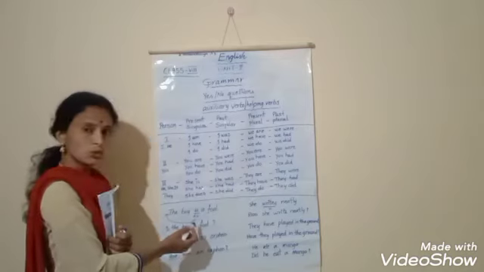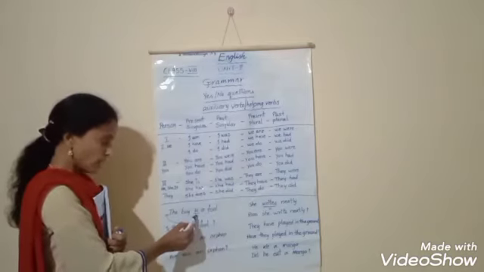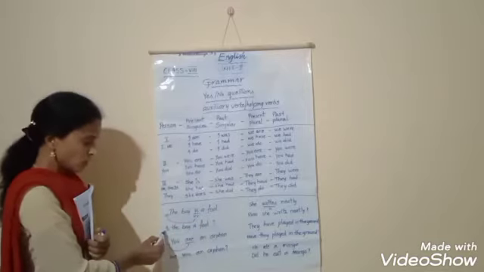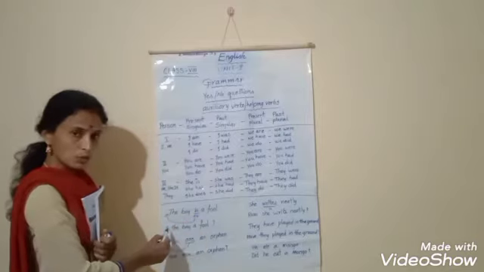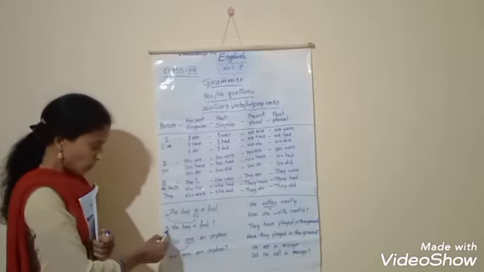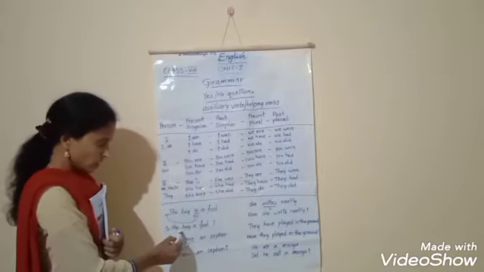So what do we do to make a yes or no type question? We just bring the helping verb before the subject. Yes, we brought it here. Is, and then the subject, and here it is the object.